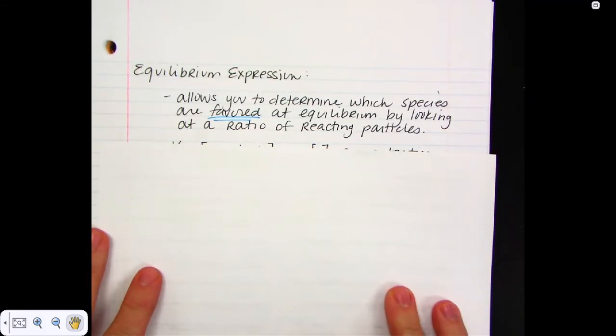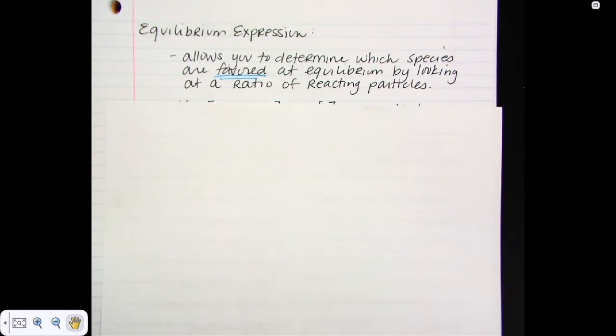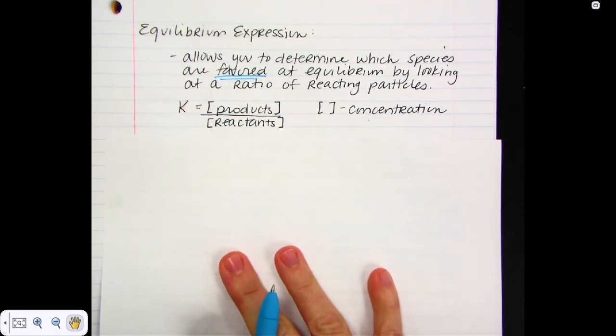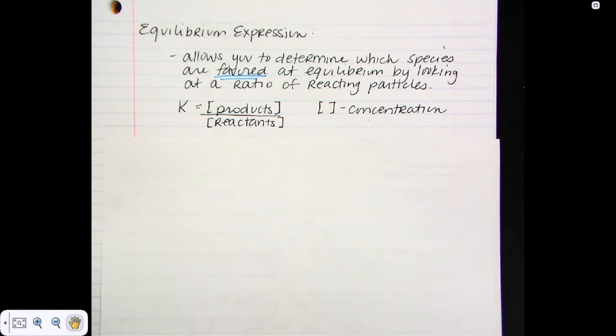So the equilibrium expression allows us to determine which species, either products or reactants, are favored at equilibrium by looking at a ratio of those reacting particles. So the general form of K, which is what we're calculating here, is products over reactants.